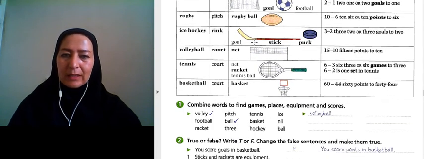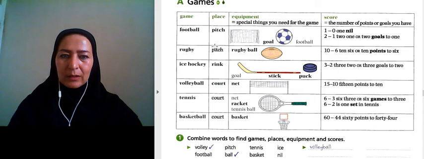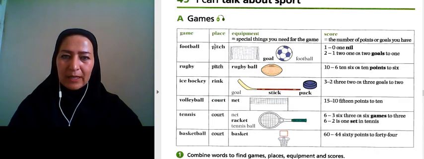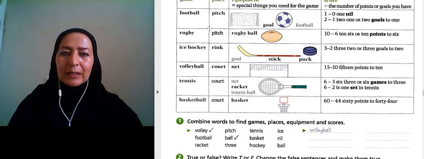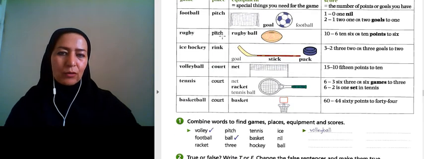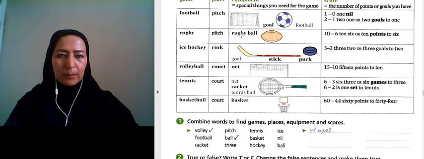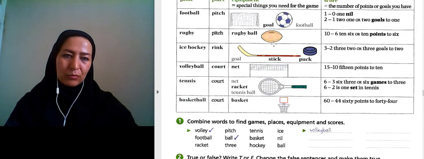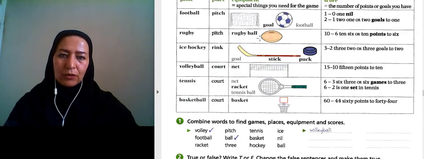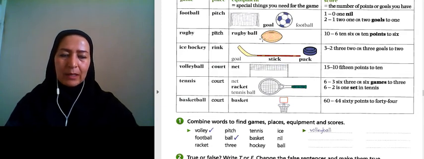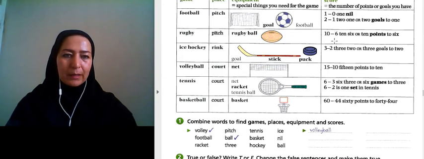The other one is rugby. Again, rugby is a kind of game, a kind of sport. The place that we play rugby is called a pitch. And what do we need? The equipment is called a rugby ball. There is a ball in most of the sports. In rugby, again, we have a ball, but a different kind of ball.